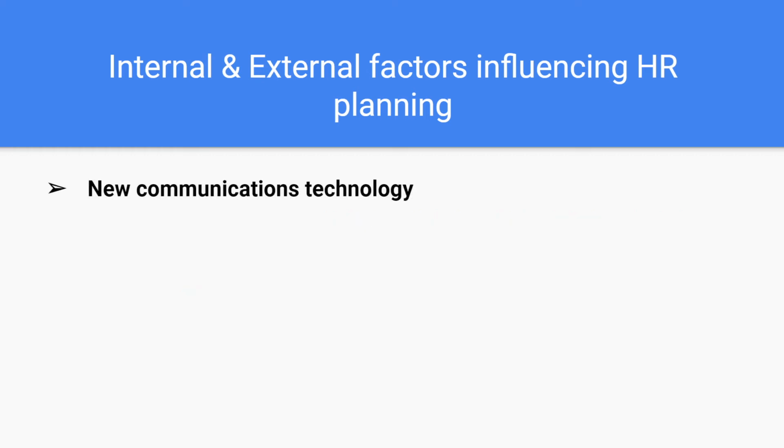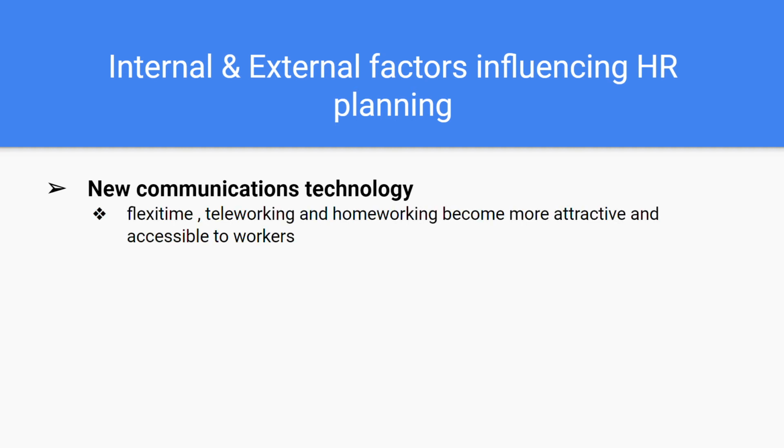And then another thing that the IB added is new communications technology and how this influences HR planning. There are multiple examples of what new communication technologies influence. For example, flexi time, teleworking, and home working, which will also be explained in later videos if you still don't know what that is, become more attractive and accessible to workers. And this is, of course, due to the advanced technology, so people can do their work better on their own computers and devices.